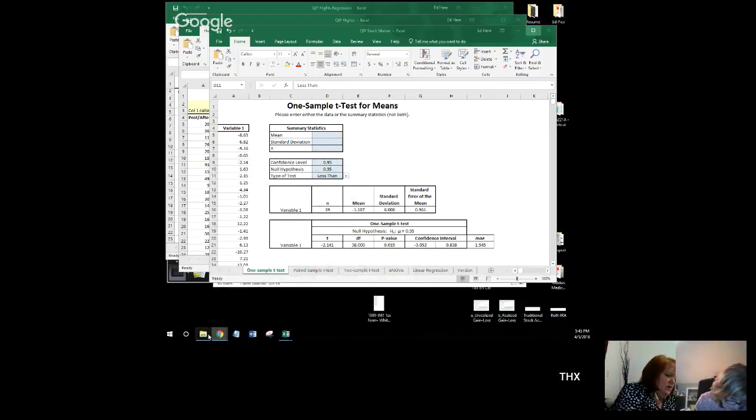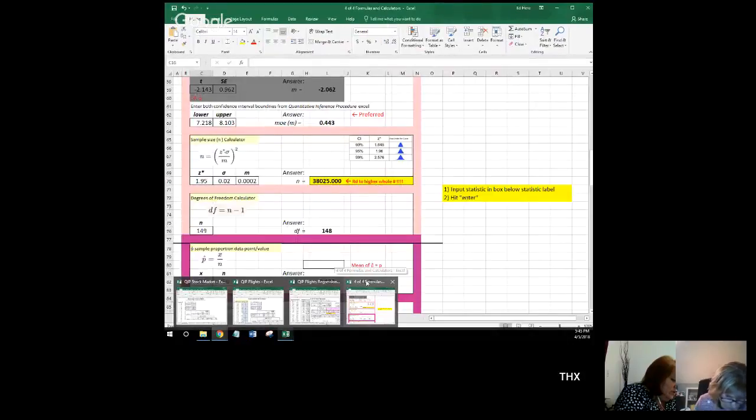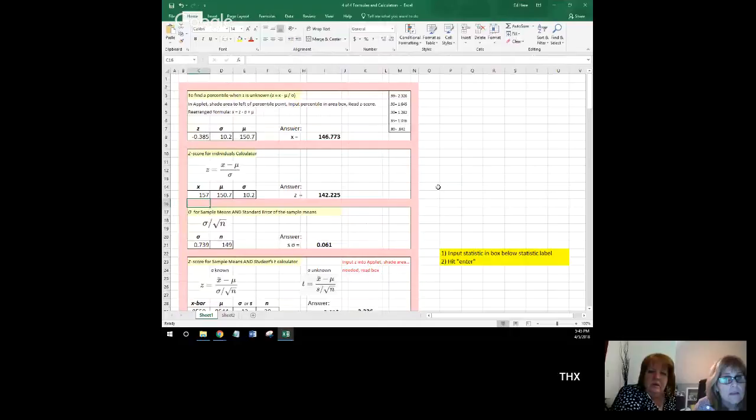Okay. So, applet, 35% at top, left tail shaded. I'm making notes. Z-score equals negative 0.385.